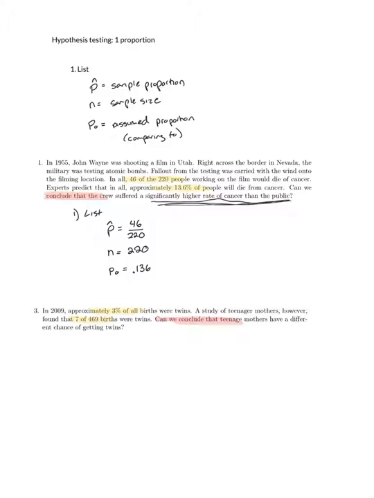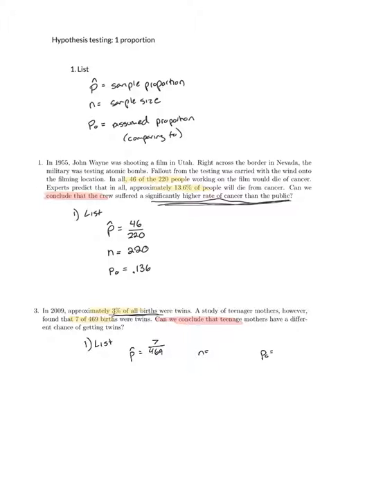Since it's a proportion hypothesis test, I go ahead and in my list, I start by listing p hat. Then I list n. Then I list p naught, my assumed value. P hat is going to be whatever percentage out of my sample. Notice I have that 3%, but that 3% refers to all births. So that's actually not going to be my sample percentage. A study of teen mothers, however, found that 7 of 469, so it's going to be 7 out of 469, that's p hat. We'll go ahead and convert that to a decimal later on.